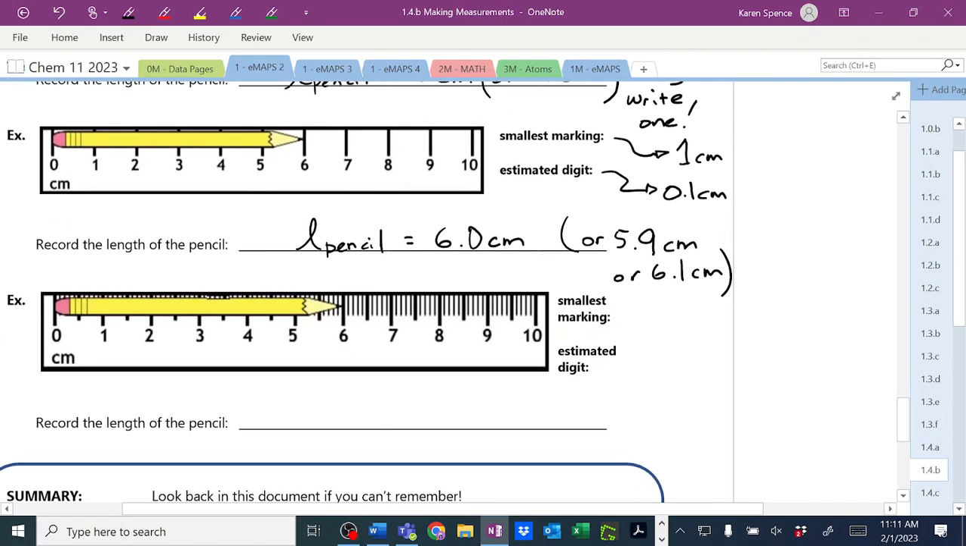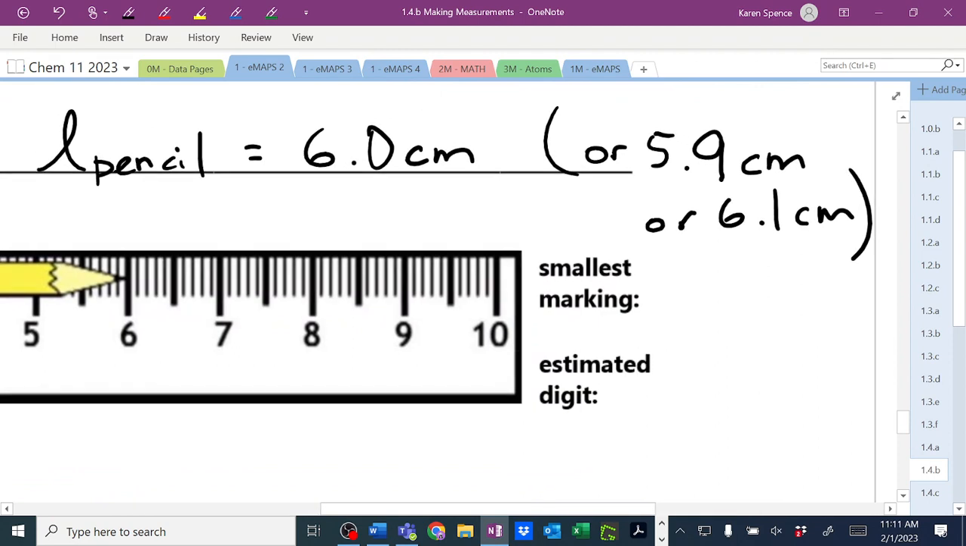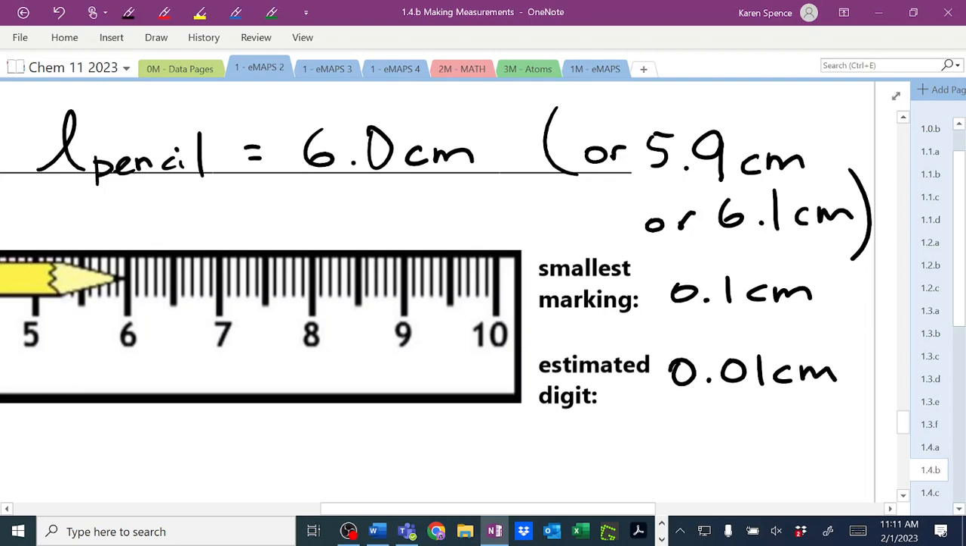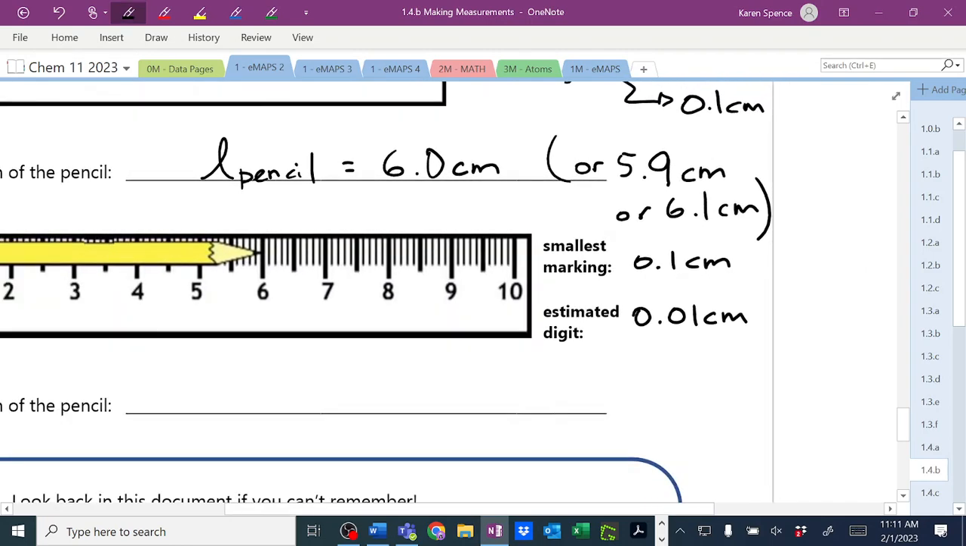All right, our last ruler here, the smallest marking is how much? 0.1 centimeters. So we can go one more place value. That was our tenths. We can go to the hundredths. So this one, the length of the pencil, will be 6.00 centimeters. So we have to have all those extra zeros on there, okay? All those extra zeros. And therefore, that's our answer, okay?